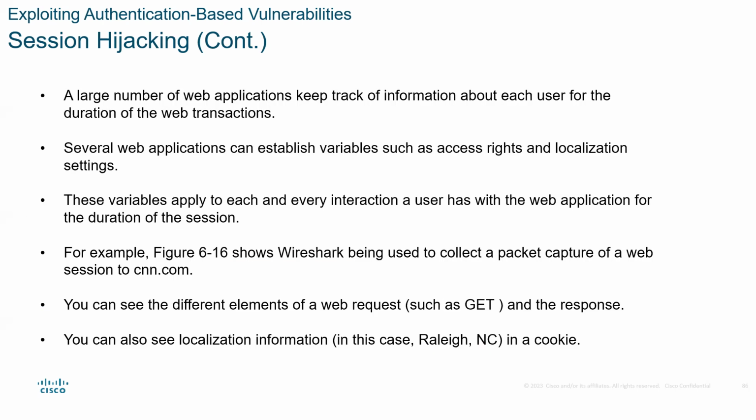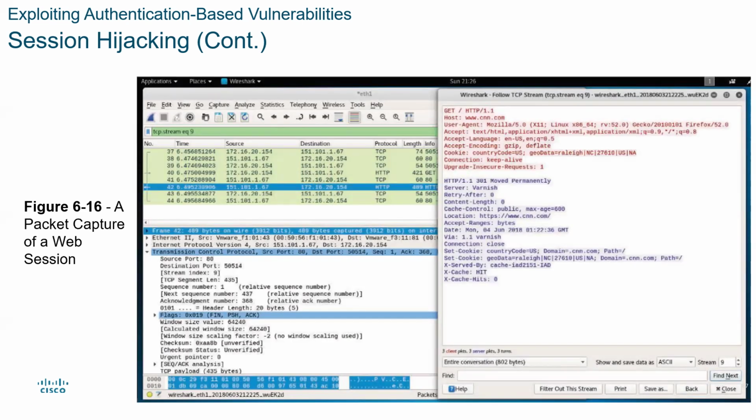Now, these variables, for example, in the figure we're going to look at later, shows Wireshark being used to collect the packet capture of a web session to CNN.com. You can see the different elements of the web request, which is GET, right? You can also see localization information, in this case, Raleigh, New York City, in a cookie. So let's look at this.